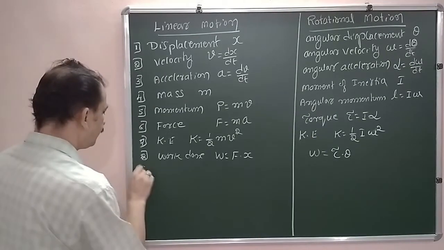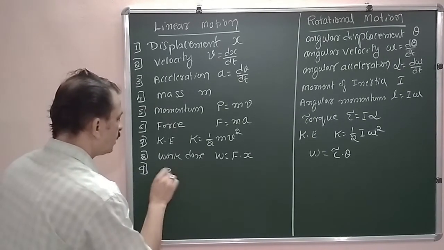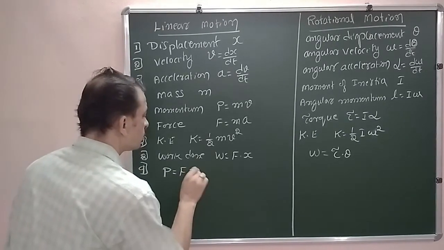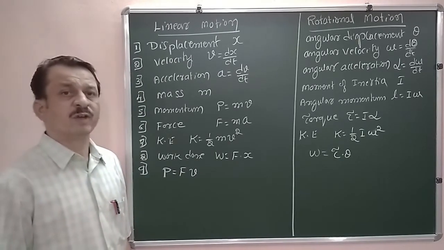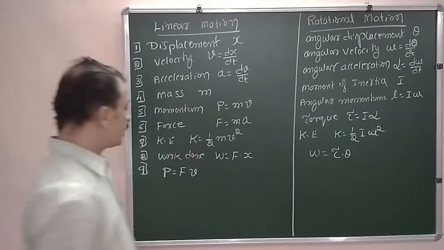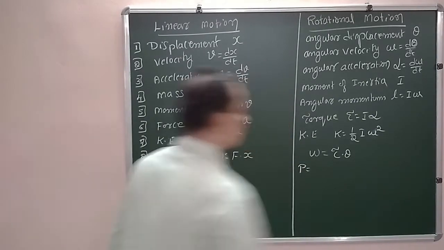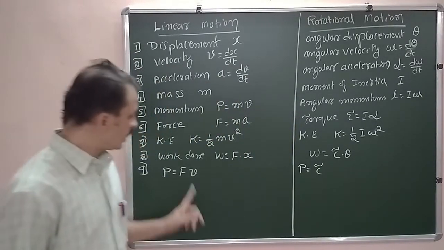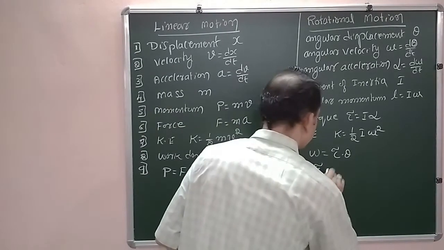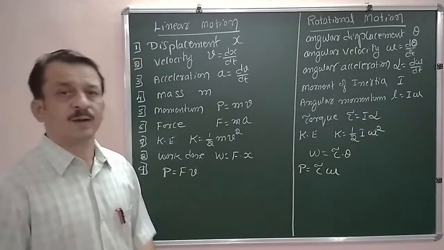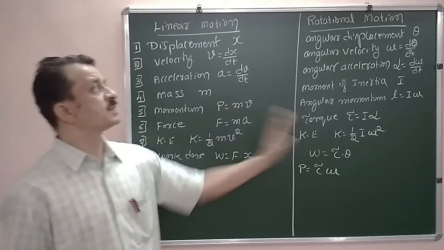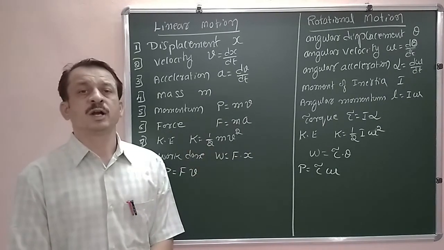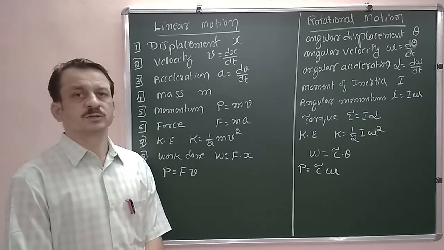Now the ninth one, power. Power in linear motion is given by force multiplied by the linear velocity. Similarly, power in rotational motion is given by torque tau multiplied by angular velocity omega, where force is replaced by the torque and linear velocity is replaced by angular velocity. These are some of the similarities, or analogies, between linear motion and rotational motion.